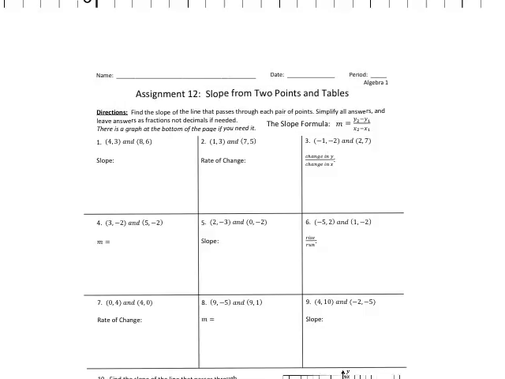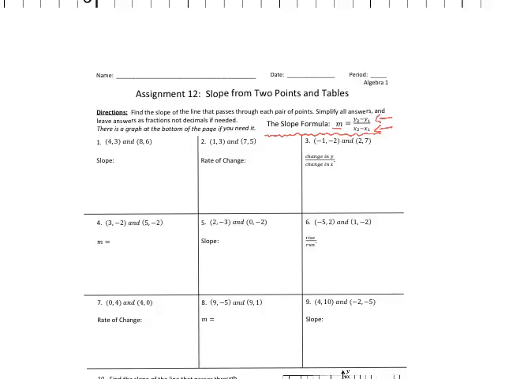This is Mrs. Evans here coming to you to teach you about the slope formula. The slope formula states that m, slope, is found by finding y2 minus y1, the change in y, over x2 minus x1, the change in x.